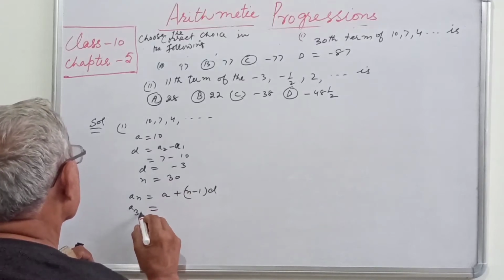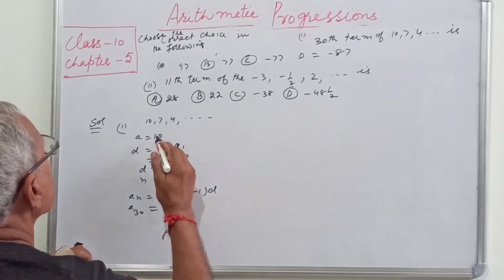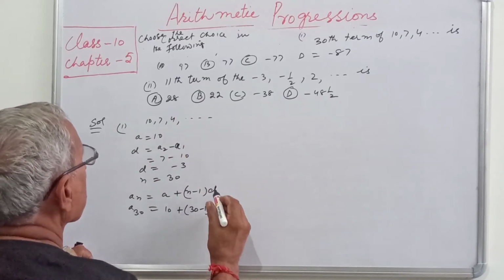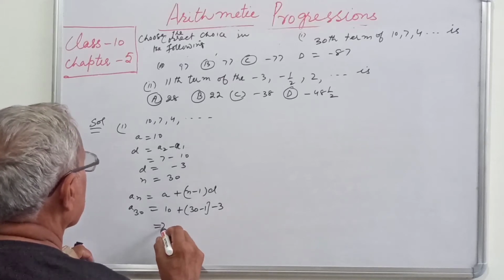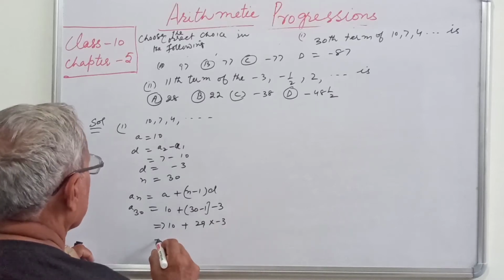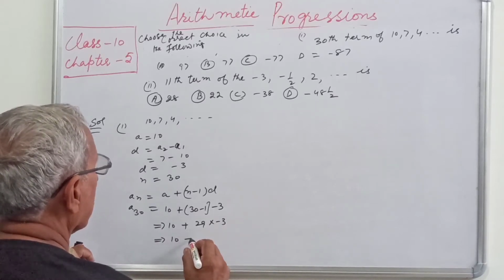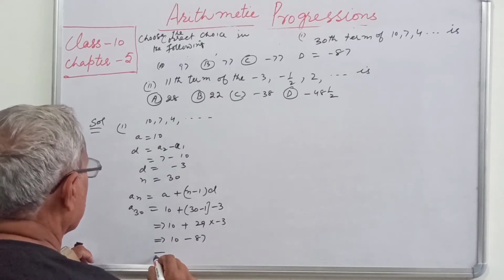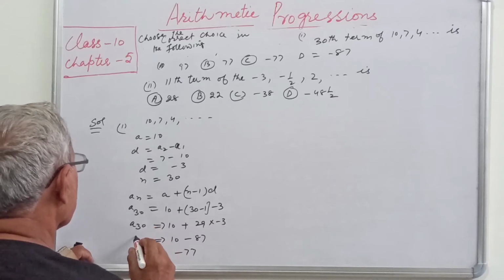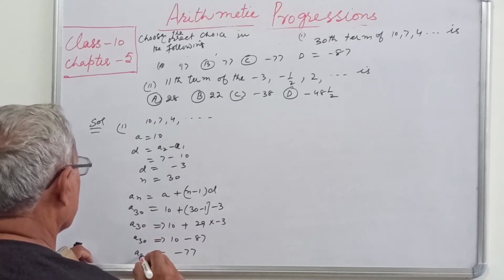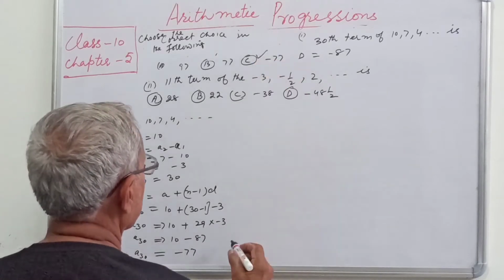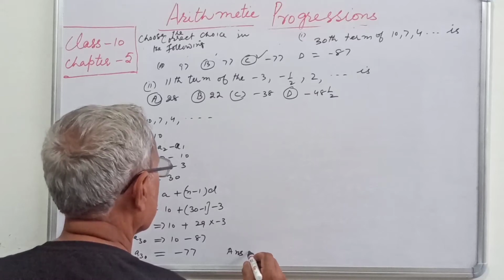So A30 is equal to A is 10, N is 30 minus 1 and D is minus 3. 10 plus 29 multiply minus 3. 10 minus 87, that is minus 77. The 30th term is minus 77. The correct choice is C. The answer is C.